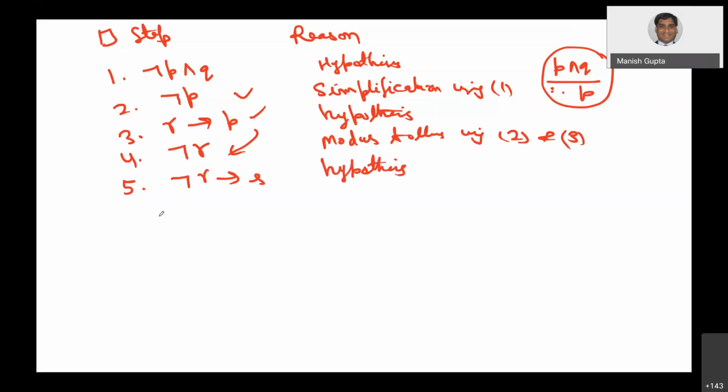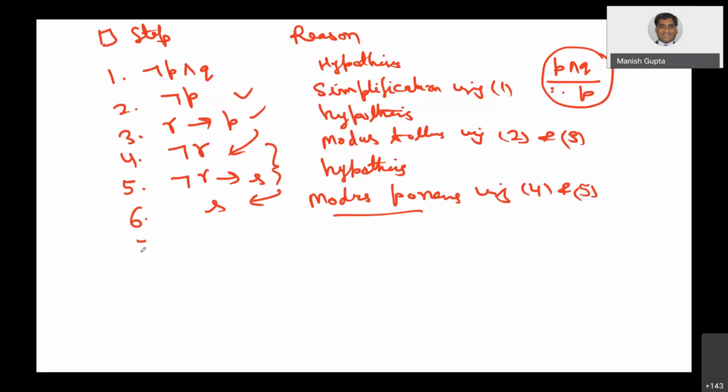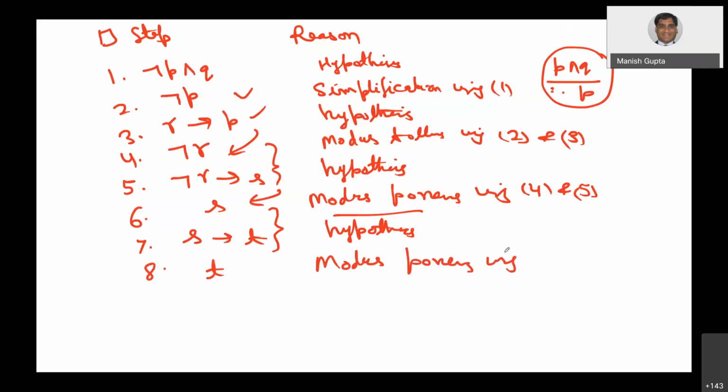So that means again we get S using modus ponens using 4 and 5. Okay, these two will give us this using this rule. Seventh is S implies T. This is the last hypothesis. Okay, then again using 6 and 7 we can get 8th, which is T. So rule is modus ponens using 6 and 7. Okay, so this is how we get the answer that T is the conclusion.